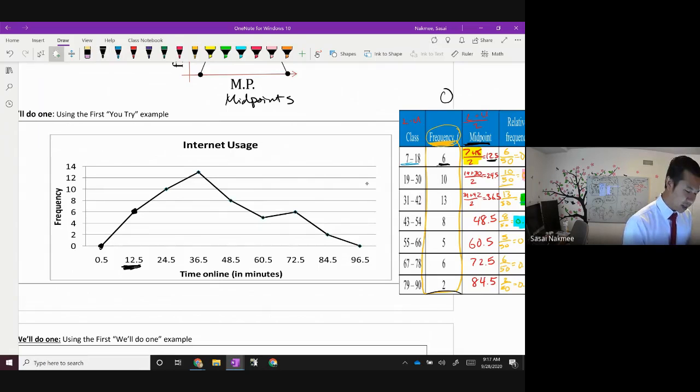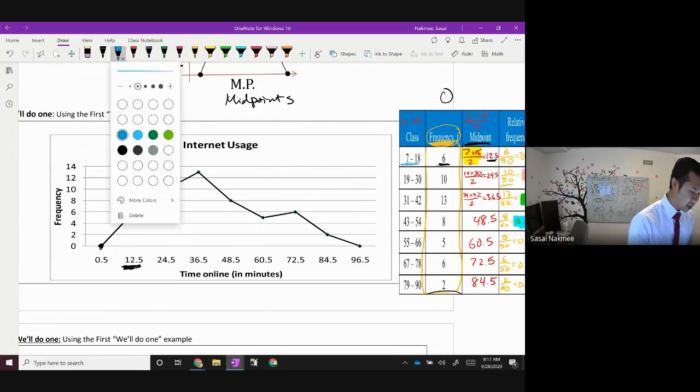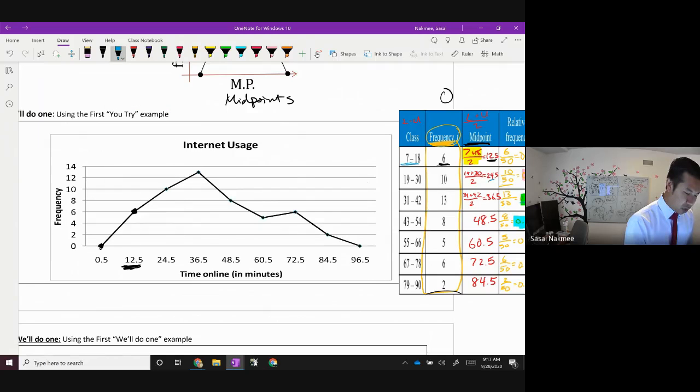The next dot, the next midpoint is going to be, let's do this in blue, 24.5. That's right here, and that has a frequency of 10. So I go up to 10, and I make a dot right above that. And then all I do after I make those dots, I do that for the next one as well.